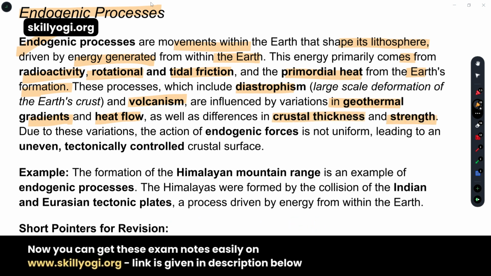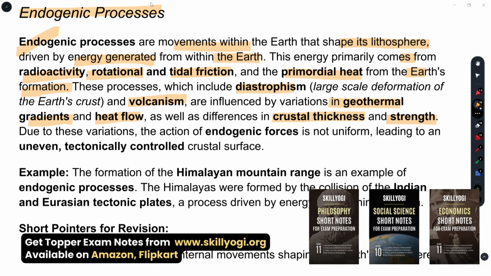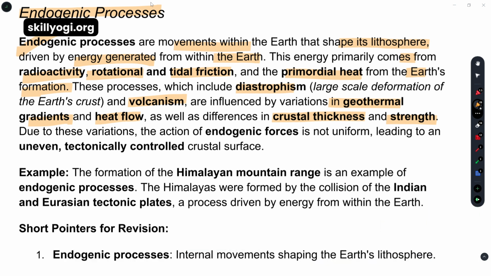When we learned crust, mantle, core, we also learned that the continental crust is composed of Sial and Sima, silicon, aluminium and magnesium, and as well the oceanic crust has its own composition. So that's why the crustal thickness differs from oceanic crust to continental crust, that is written over there. And due to this variation, the action of endogenic forces is not uniform.